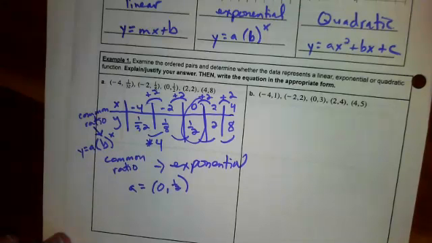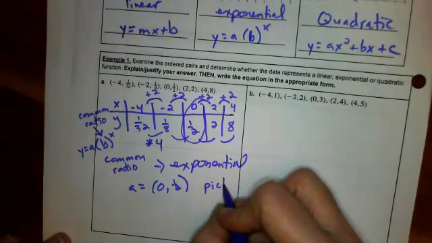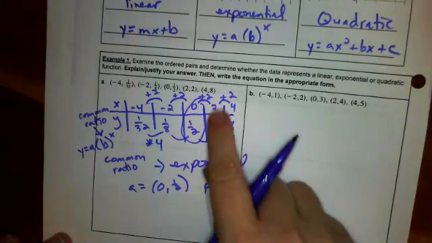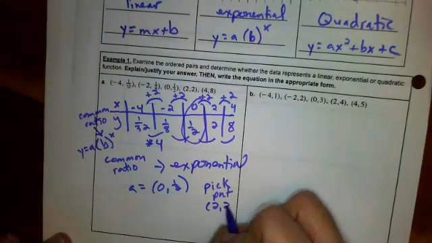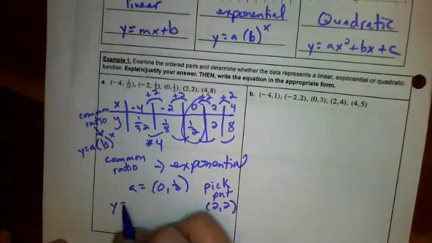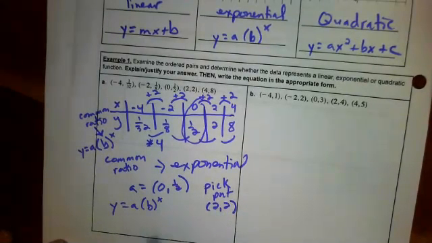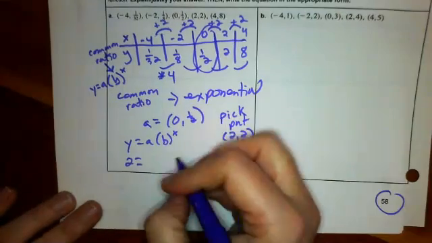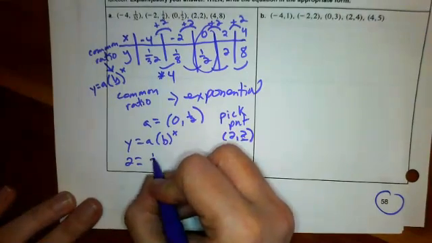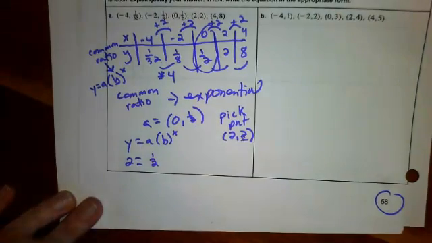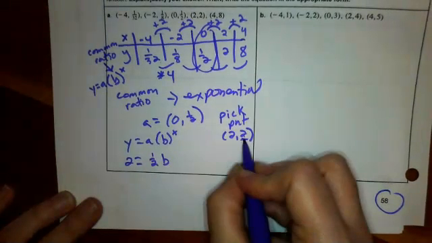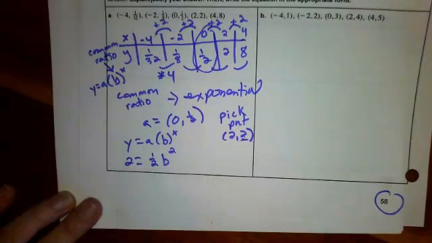And I've got a whole bunch of different points here, so let's pick a point. It doesn't matter which one. I'm going to pick a nice one, so let's pick 2, 2. Okay, and I've got y equals a times b to the x. I've got a y that's 2. Okay, I've got an a that is 1/2. Okay, I have a b, I don't know yet, and raise it to the second power because my x is 2.